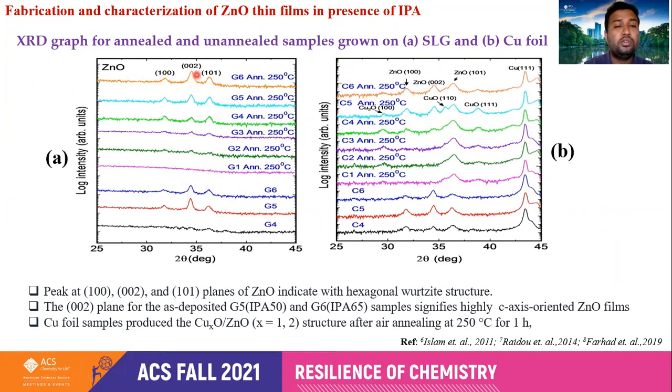And the peak at the 002 plane for G5 and G6, that means isopropyl alcohol at 50 degrees Celsius and isopropyl alcohol at 65 degrees Celsius, for both unannealed and annealed samples, confirms C-axis oriented zinc oxide thin films. In the case of copper foil substrates, we see a number of peaks for copper oxide, either cuprous oxide or cupric oxide, and also zinc oxide phases are present. That means a copper oxide zinc oxide junction is produced when the sample is annealed, that means at 250 degrees Celsius for 1 hour.